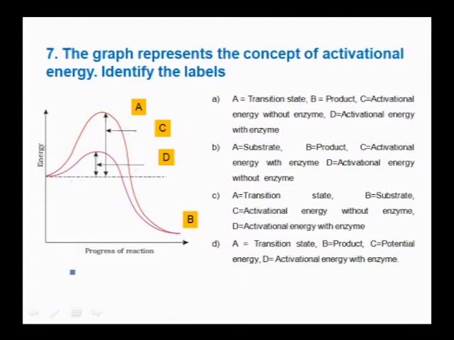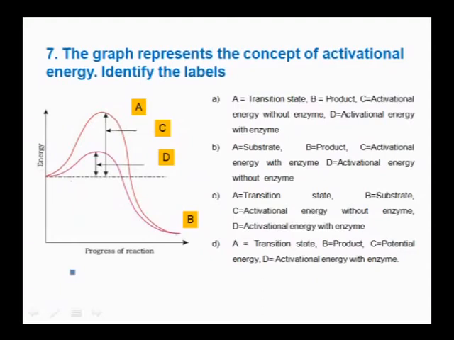Moving on to the next one, 7th slide. 7th question is indicating a graph which explains the concept of activational energy during enzymatic reaction, and we are supposed to identify the labels here. So label A is indicating the peak of this graph. Label B is indicating the last point of this graph, and the label C indicates the arrow mark extending from the median line to the topmost point. D is indicating another level here.